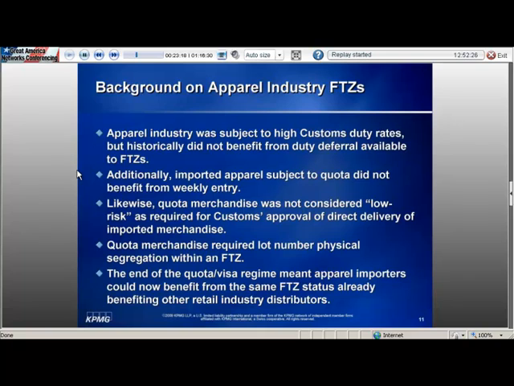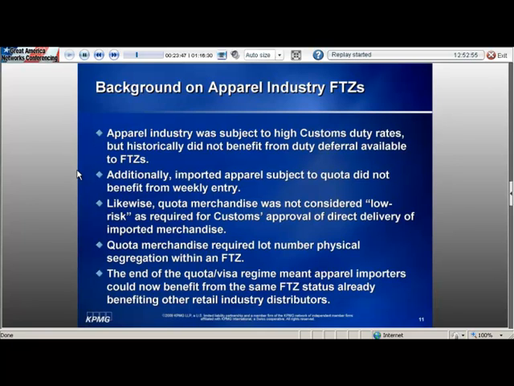And the customs regulations specifically say that quota merchandise, or merchandise that had a textile visa associated with it, is not considered low risk. So when companies were applying for that direct delivery procedure that you heard about, quota category and textile visa category merchandise was not available to be imported under those direct delivery procedures. That's one aspect to this.